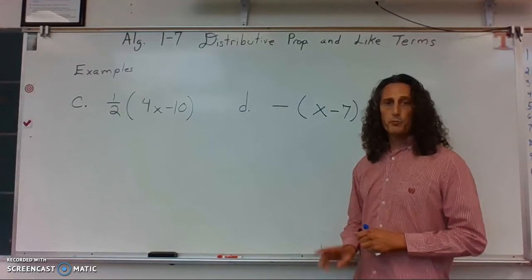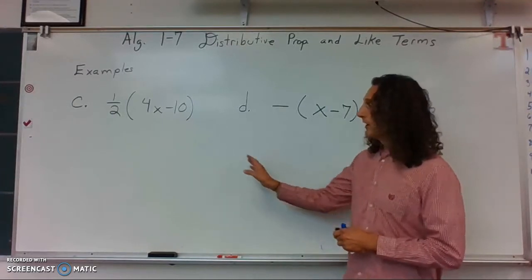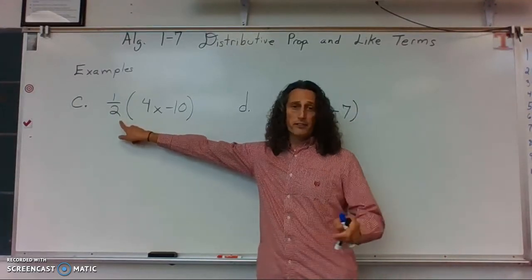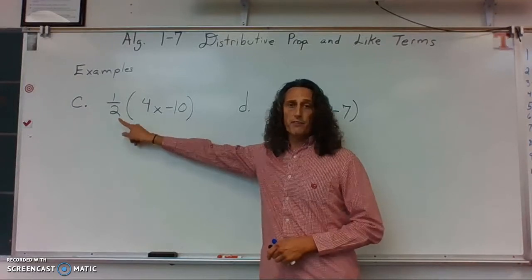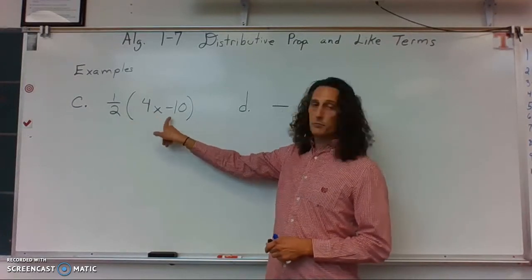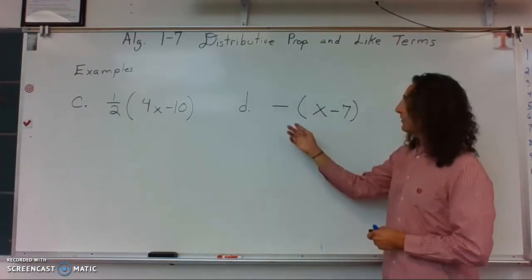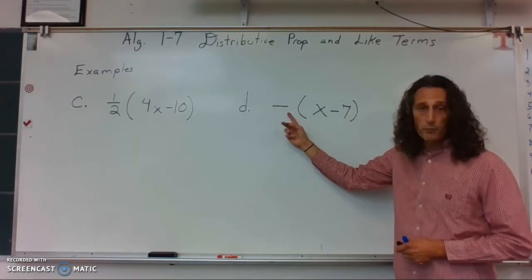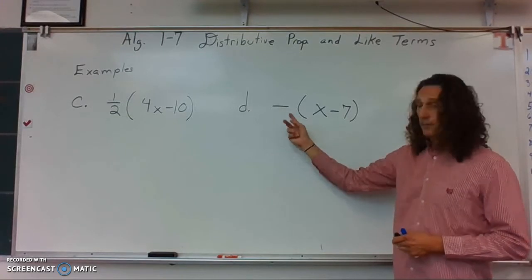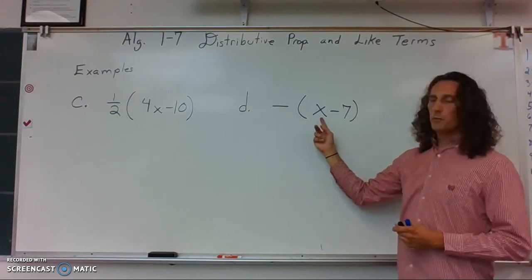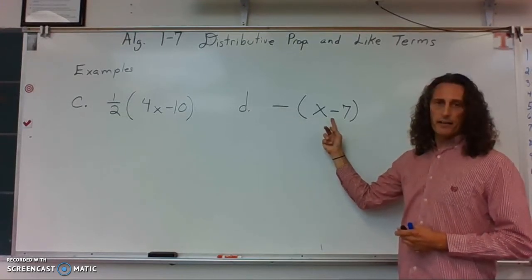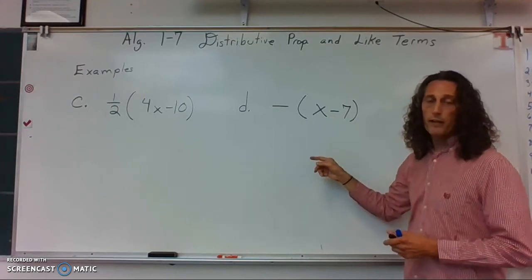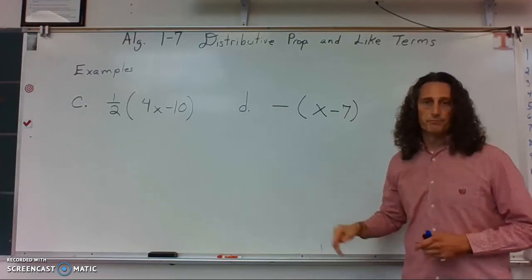Here's two more examples, C and D. So go ahead and write down a fraction. I know, just scared most of you. So you have 1/2 times the quantity 4x minus 10. And then here, I don't even have a number. I don't even have a letter of the alphabet. So I have this negative sign being times by x and -7. So take a moment, try it.